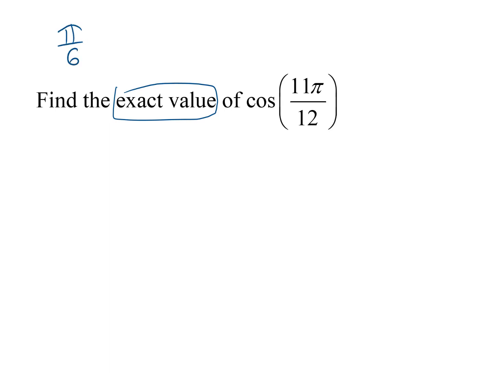We've got pi sixths and multiples of pi sixths. We've got pi fourths and multiples of pi fourths. We've got pi thirds and multiples of pi thirds, which you can get from the pi sixths. But what's the common denominator between all three of these? It's twelfths. So let's convert them all to twelfths.